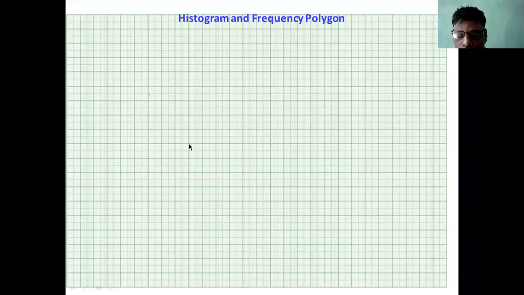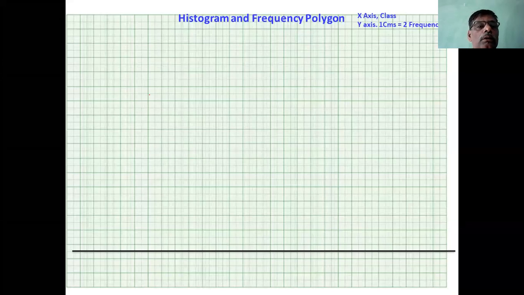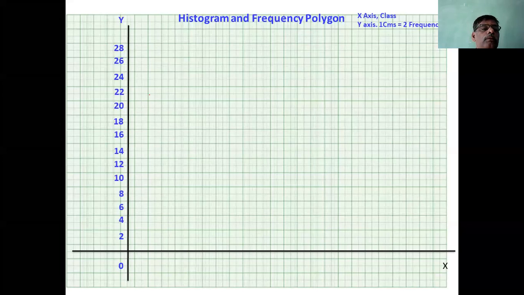Heading: histogram and frequency polygon. X-axis: classes. On the y-axis, 1 centimeter is equal to 2 frequencies. Mark 2, 4, 6, 8, 10, 20, 30. Maximum 30 I mark because the highest frequency is 30. On the basis of that you have to fix the y-axis.